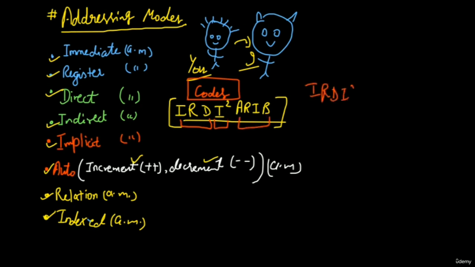I square ARIB. Well, you can remember and repeat it. Let's do it two more times, and then you will feel it's not that difficult. I square ARIB. I square ARIB. Now let's repeat with the names: immediate, register, direct, indirect, implicit, auto increment, decrement, relative, index, base. That's it. Okay, I hope you have got it and learned it.